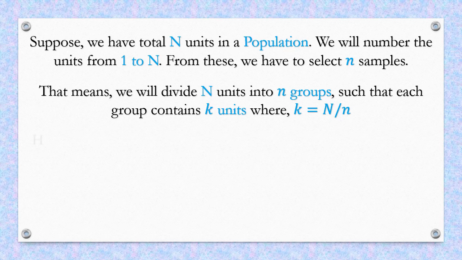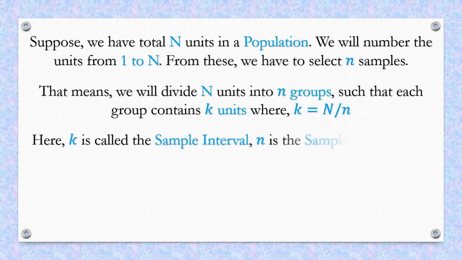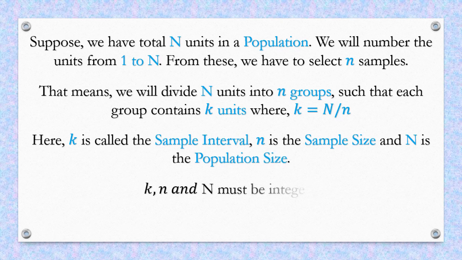Here k is called the sample interval, small n is the sample size, and capital N is the population size. k, small n and capital N must be integers. If they are not, we have to round it off or leave some units out of the population. Something must be done to make them integers.